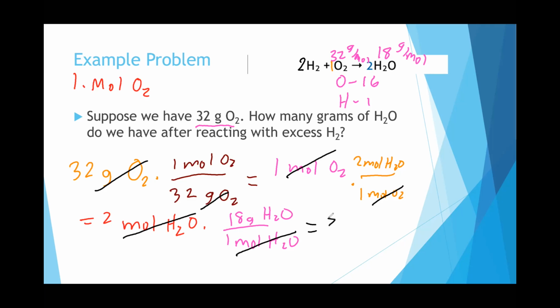And then you get 36 grams of H2O at the very end, I believe, if I'm not wrong. Yep, 32 grams of water at the very end. So this is how we do a problem. It's not that long if you know all the steps. We need to convert from grams to moles of O2 and moles of O2 to moles of water. And then after that, we can easily convert moles of water to grams of water.